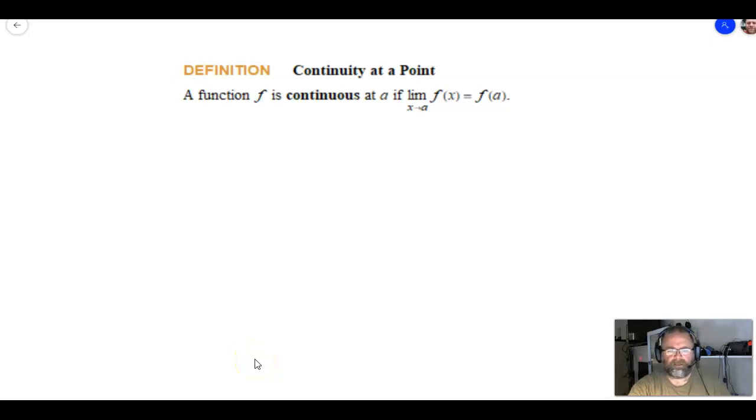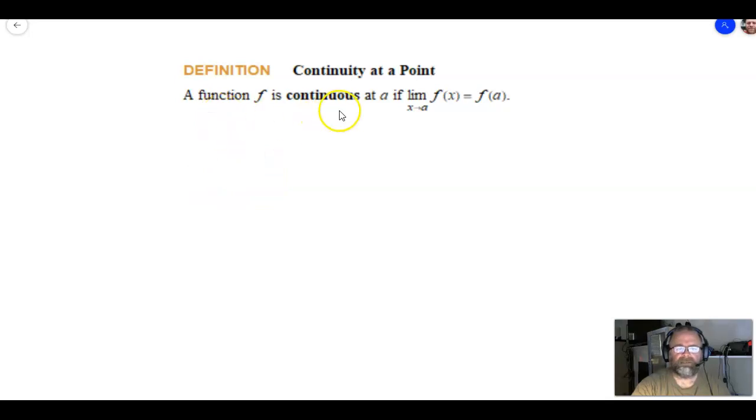Hey everybody, this is Mr. Beckstrom, and today we're going to take a look at continuity. This is section 2.6 in the book. I believe it starts around page 103. And it begins with giving us a really elegant definition of continuity.